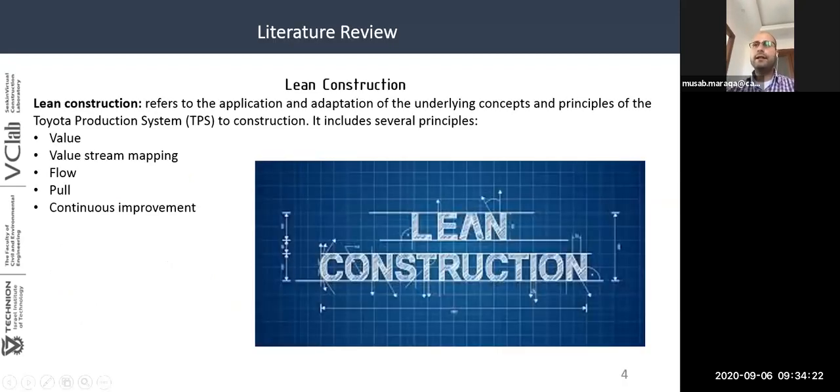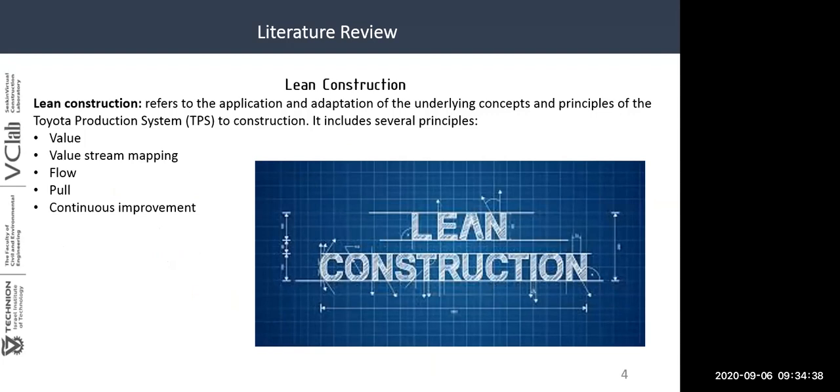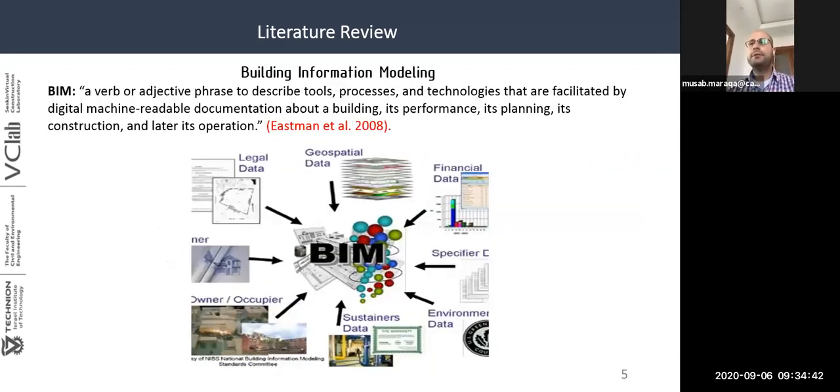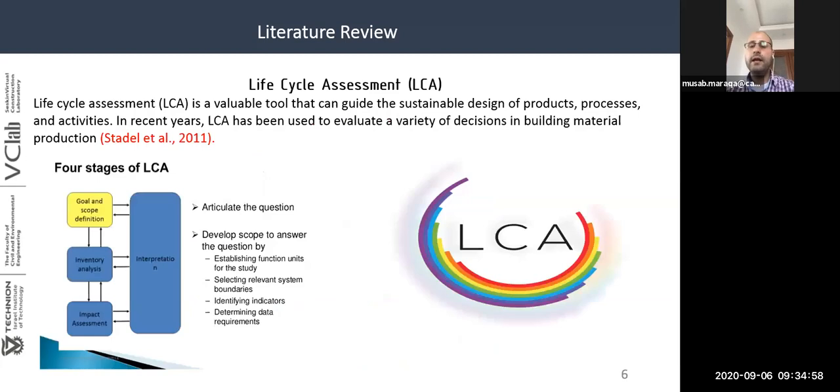Lean construction is the application and adaptation of the concepts and principles of the Toyota production system to construction. It includes several principles like value, value stream mapping, flow, pull, and continuous improvement. Building information modeling, BIM, is the tools, processes, and technologies that are facilitated by digital machine-readable documentation about the building, its performance, its planning, its construction, and later the operation and maintenance phase. Life cycle assessment is defined as a valuable tool that guides the sustainable design of products, processes, and activities, and it consists of four main stages.